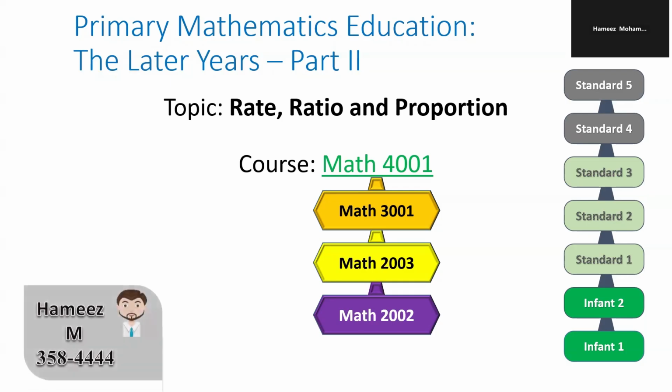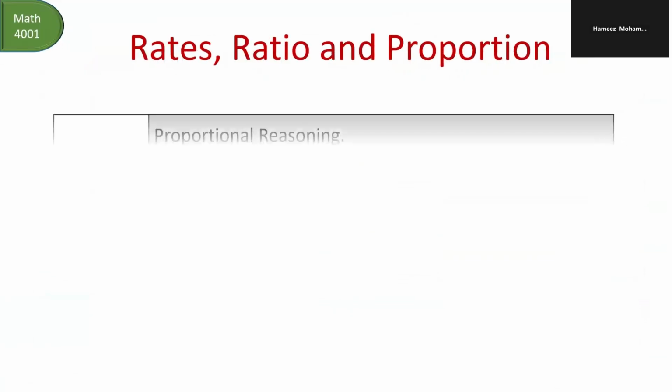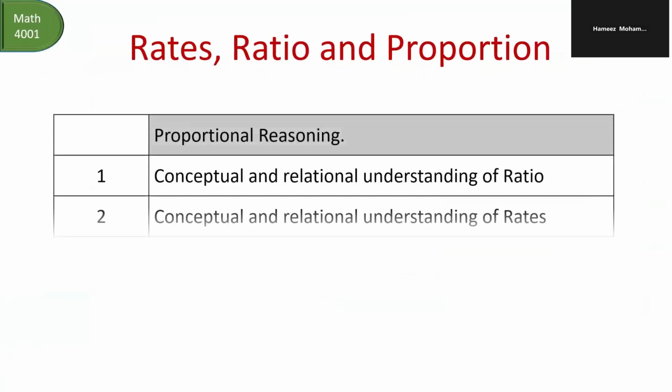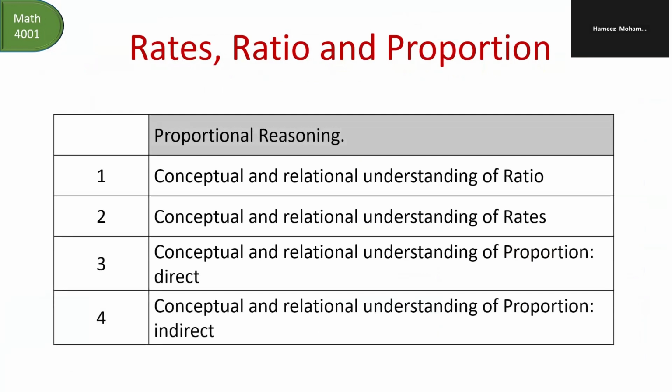So, of course, we're going to continue where we look at the whole idea of the breakdown from the course outline, that in the ideas of weights, ratio, and proportion, there are 4 major areas, and we have already done the first 2 parts. So we're now going to look at the conceptual and relational understanding of proportion, and specifically direct proportion.